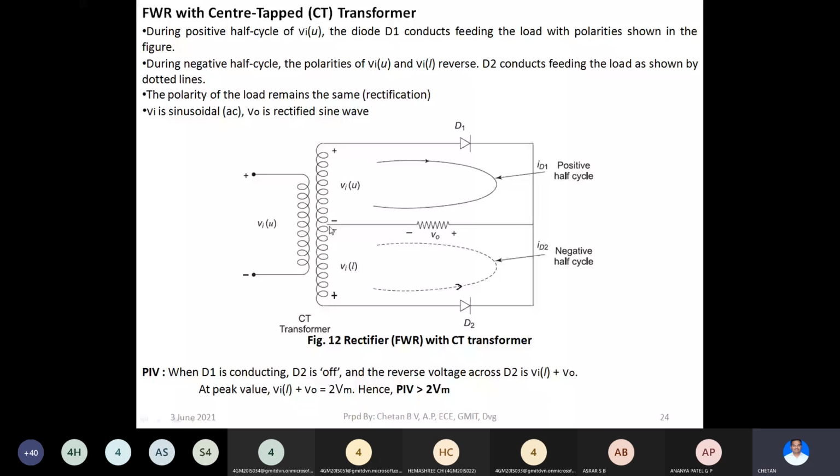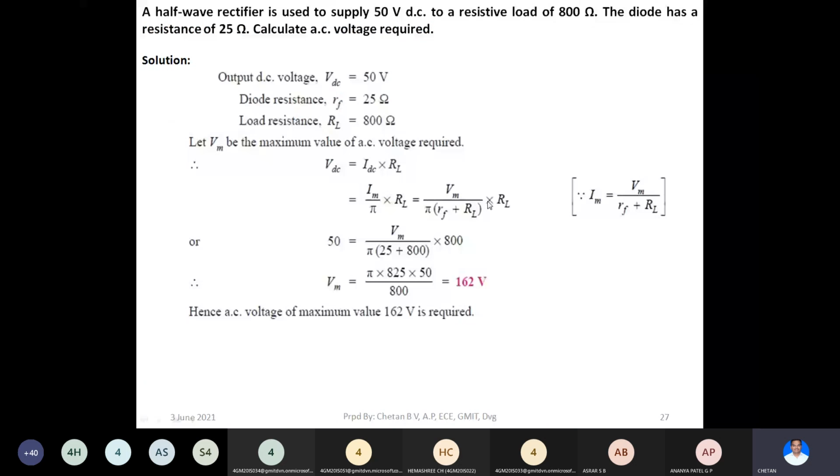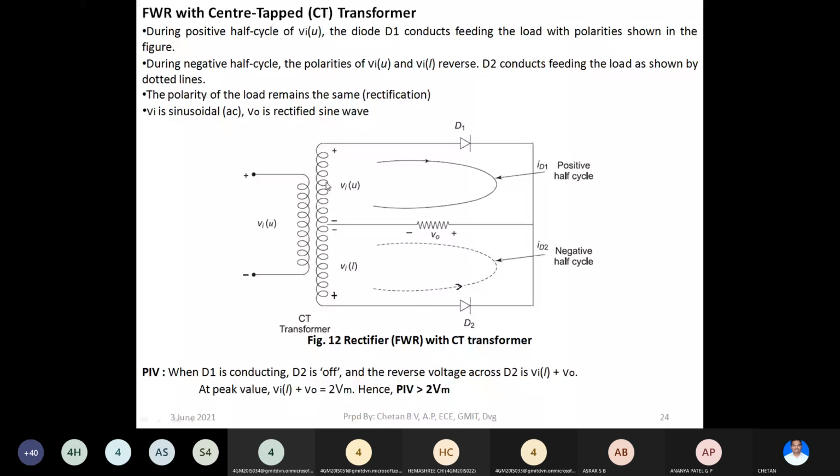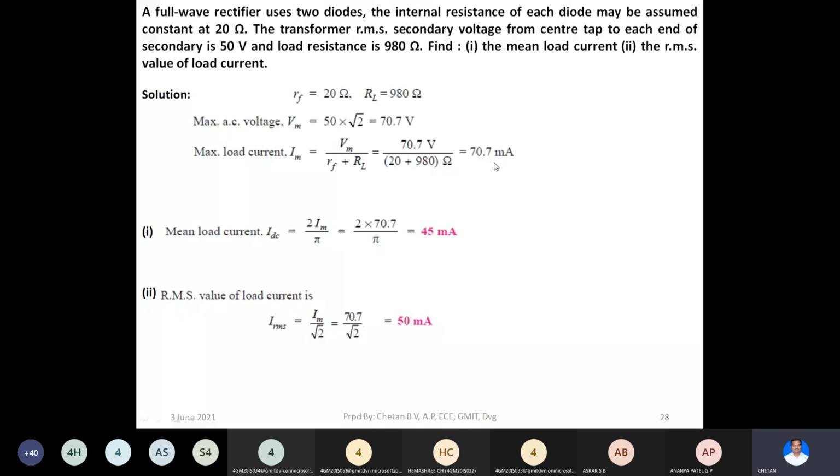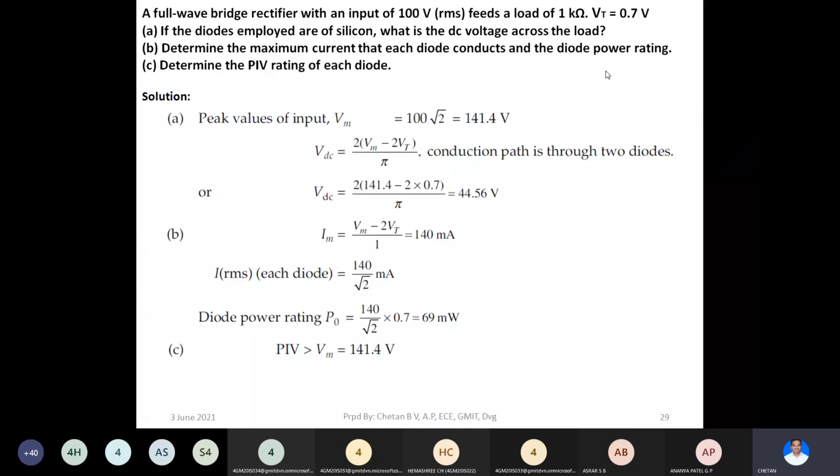Suppose they give the complete secondary voltage as 50, then at this end it would be only 25, at this part it would be 25, right? Then afterwards, using the available formula, you can calculate the remaining parameters. So let us discuss this problem. This was not discussed in the last class.